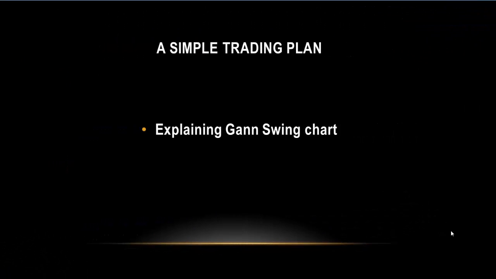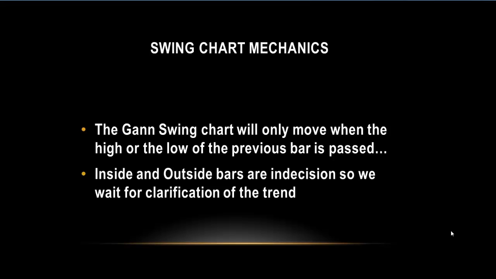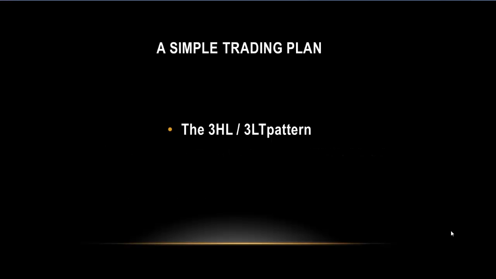So we've seen how the swing chart is drawn, and it's important to remember that the swing chart will only move when the high or the low of the previous bar is passed. The inside and outside bars are indecision, so we wait for a clarification of the trend before we actually move the swing chart, and that's an important feature to remember. Now when we start drawing the highs and the lows and putting them together, we get one of my favorite patterns, and this is the 3 higher low or the 3 lower top pattern, and it's a fabulous pattern, a very reliable pattern for market trading.